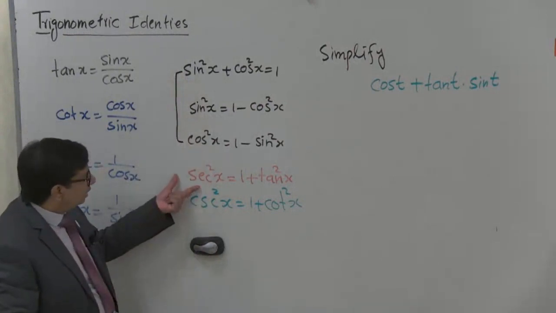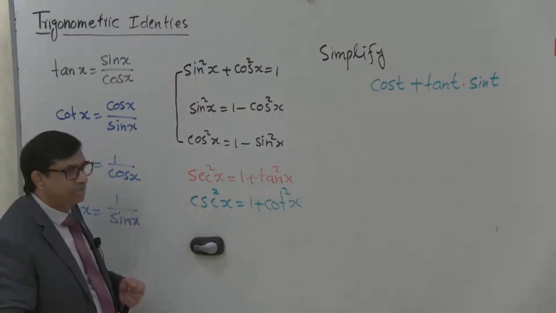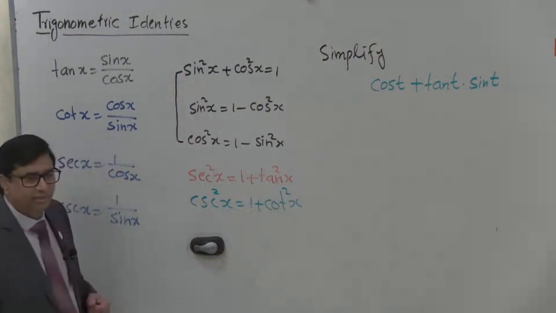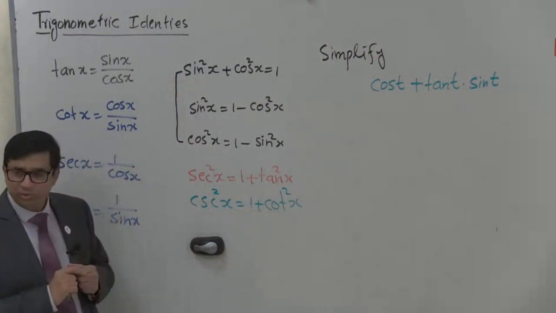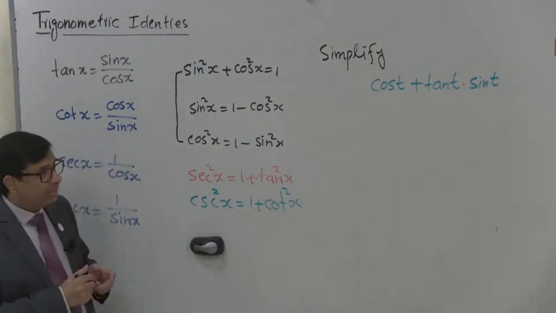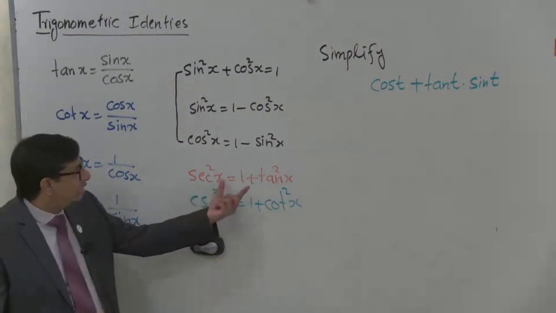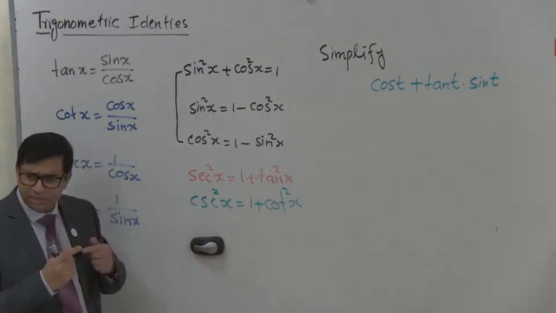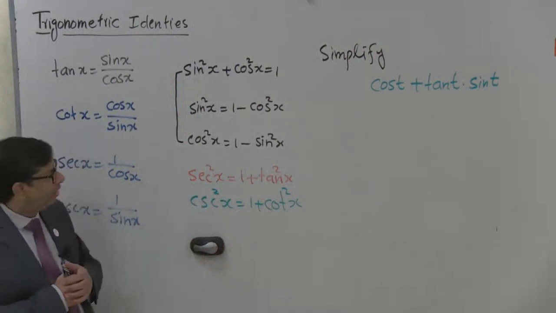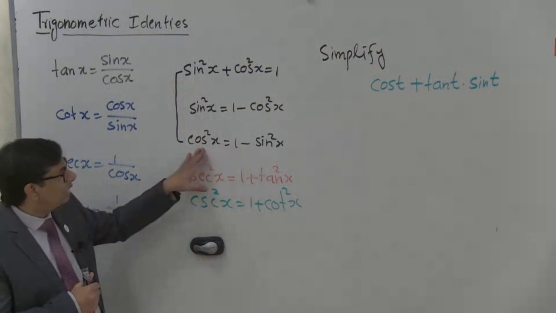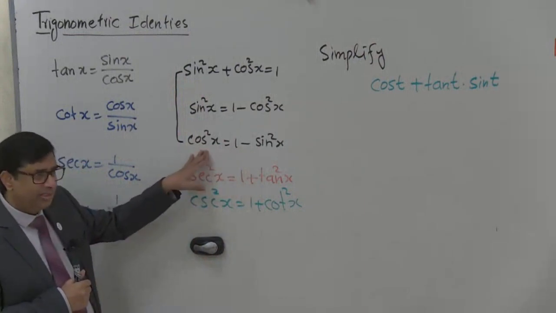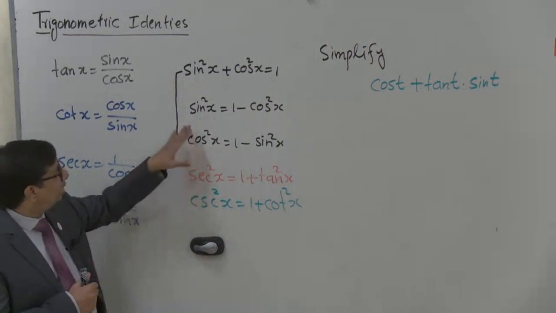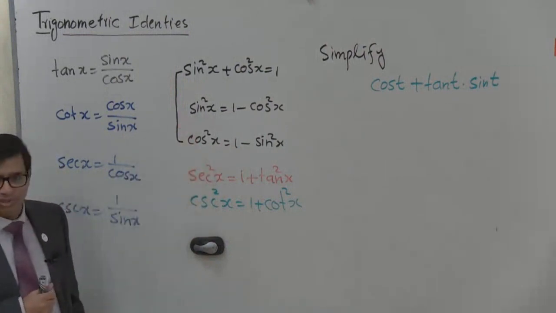Another for secant square x is 1 plus tangent square x. Cosecant square x is 1 plus cotangent square x. They are interrelated, these functions. You will see in the identities, these functions, secant and tangent, cosecant and cotangent, they are interrelated. They come together most of the times. Sine and cosine come together in formulas, in different shapes, different forms. So this relationship will help us to memorize the formulas even.